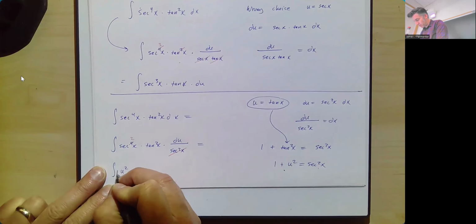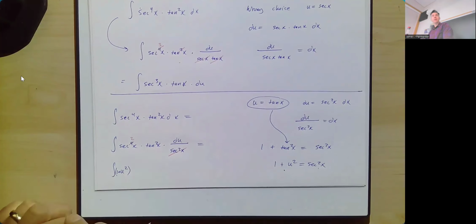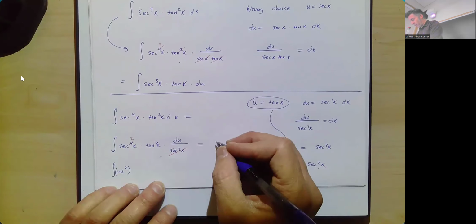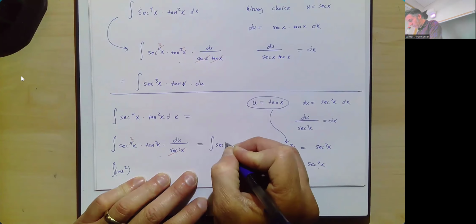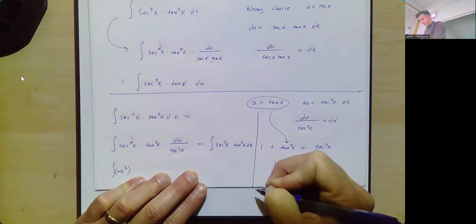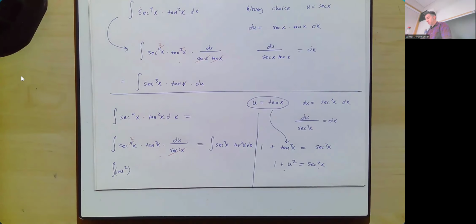1 plus u squared. Sorry about that. Yes. How come the secant to the fourth x is still there? Well, when rewriting this, I cancel the secant squared and secant. So really I'm writing this as the integral of secant squared x tangent squared x.